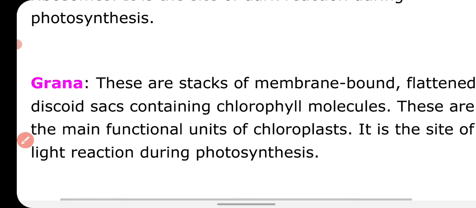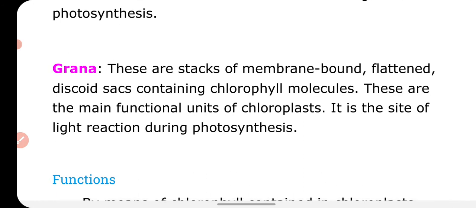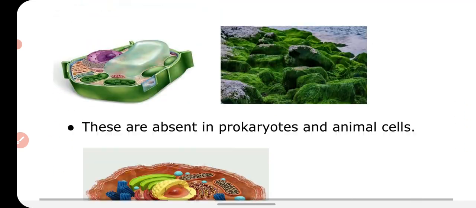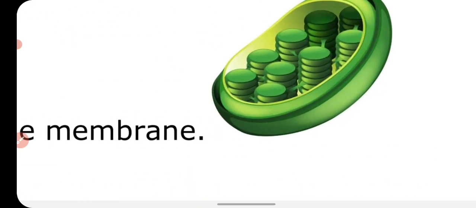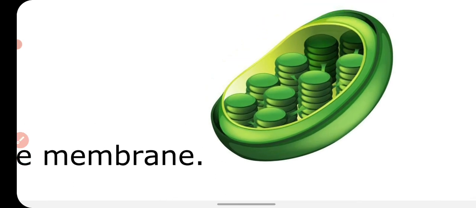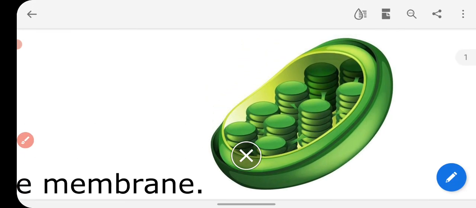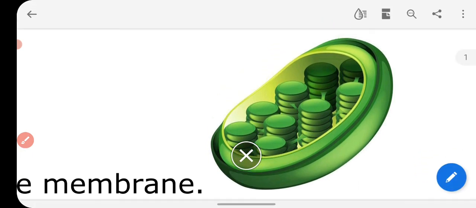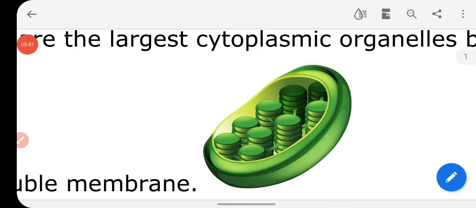The second part is grana, which is part of the chloroplast. These are stacks of membrane-bound flattened discoid sacs containing chlorophyll molecules. These are the main functional unit of the chloroplast, and it is the site of the light reaction during photosynthesis. Like you can see here, there is a coin-like structure present inside this cell organelle, and this coin-like structure is called thylakoid.